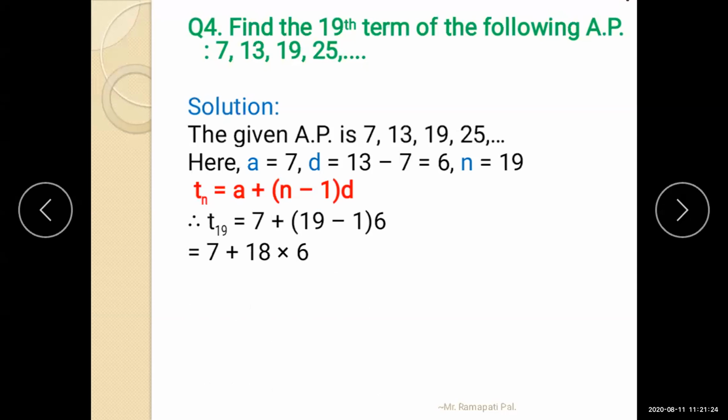Now multiply 18 into 6. T19 is equal to 7 plus 108. Is it clear? Okay. T19 is equal to 115. Is it clear?